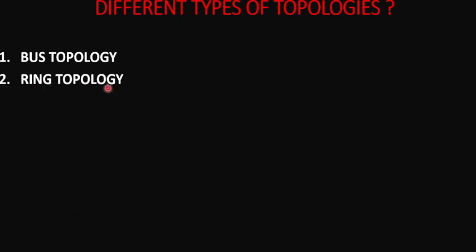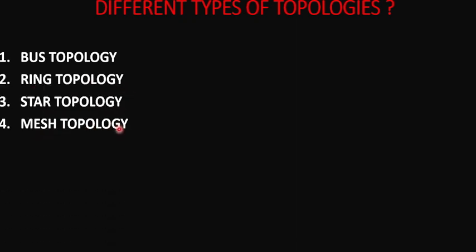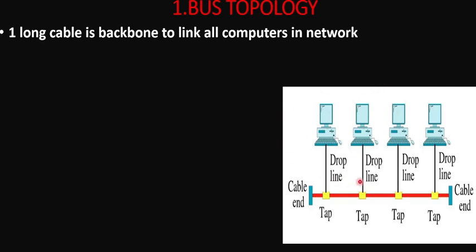Now there are different types of topologies, or styles in which we can connect the computers. One is bus topology, second is ring topology, third is star topology, fourth is mesh topology, and fifth we'll see hybrid topology. So these are some of the topologies, or styles of connecting computers inside the same network. Okay, so now we'll see the first topology, that is bus topology.